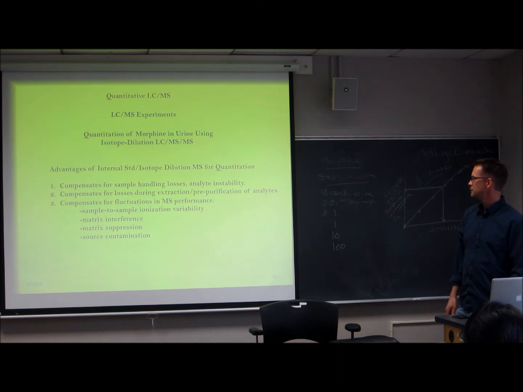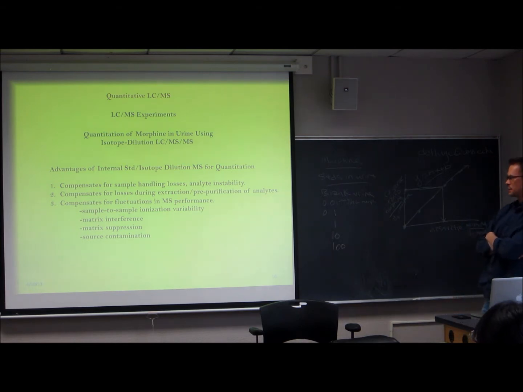Compensating for sample handling losses, analyte instability. You're compensating for losses during extraction and pre-purification of analytes, and you're compensating for fluctuations in MS performance. And you'll see, even without the mass spec source getting dirty, electrospray ionization is stable, but it's not incredibly stable. You can do 3 replicate injections and look at the overall peak area, and you get some jumping around. So you're going to sacrifice accuracy just due to sample-to-sample ionization. That will be compensated for by the internal standard addition.